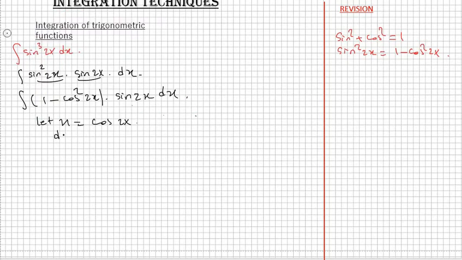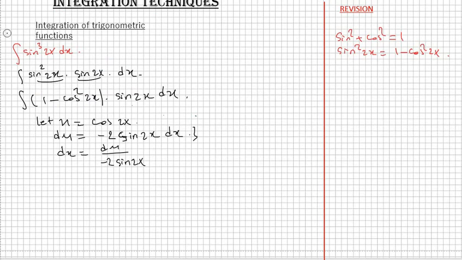So now the next thing is to differentiate both sides. So you can say du is equal to, if I differentiate this, I get negative 2 sine 2x dx. So now I can make dx subject of formula from this expression. So I'm gonna have dx which is equal to du over negative 2 sine of 2x.